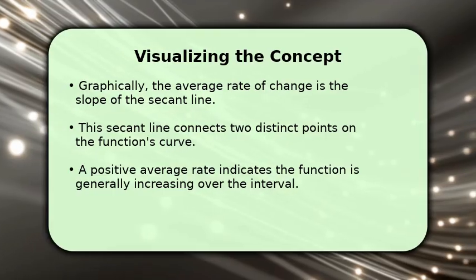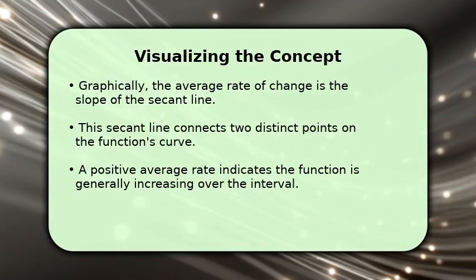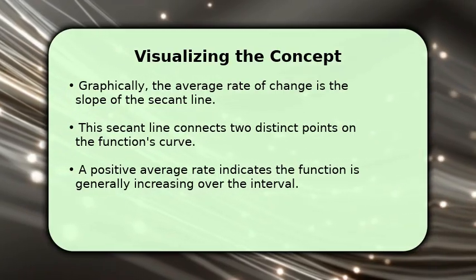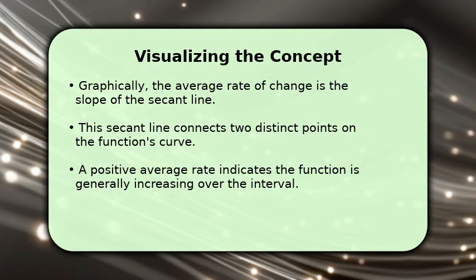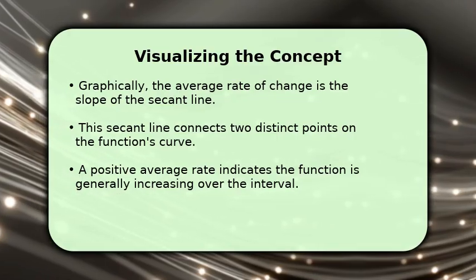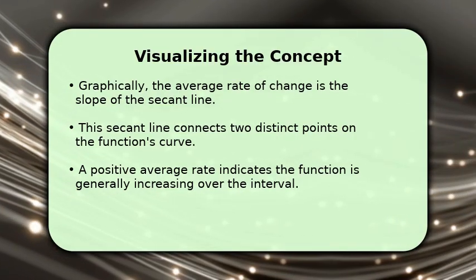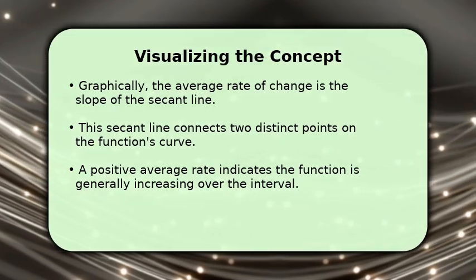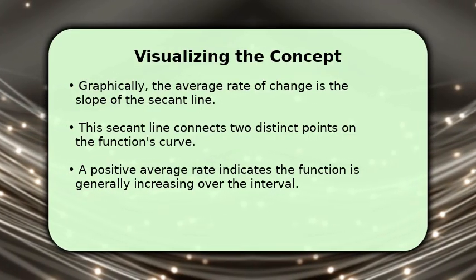Visualizing the average rate of change can make it much clearer. Imagine a curve on a graph. When we calculate the average rate of change between 2 points on that curve, we are essentially finding the slope of the straight line that connects those 2 points. This line is called a secant line. If the line slopes upwards, the rate is positive. If it slopes downwards, it's negative, showing a general decrease.